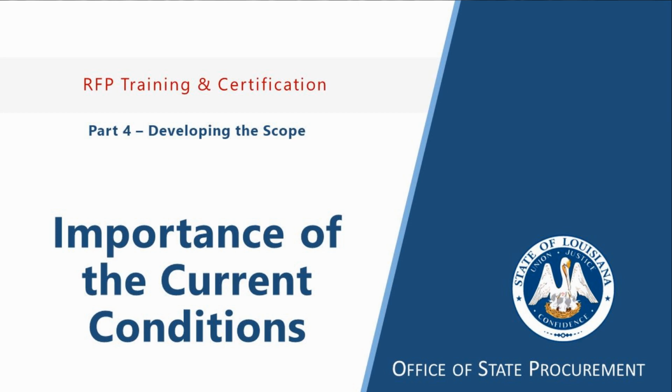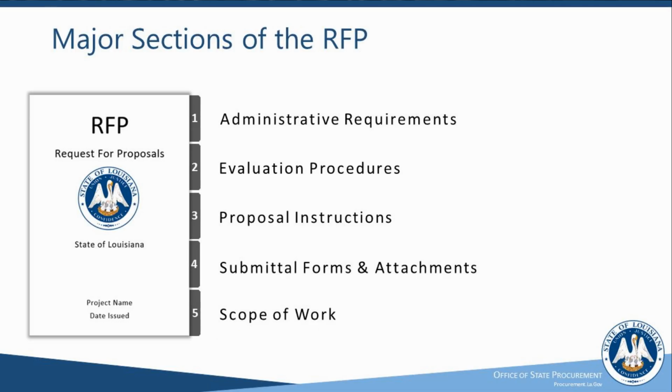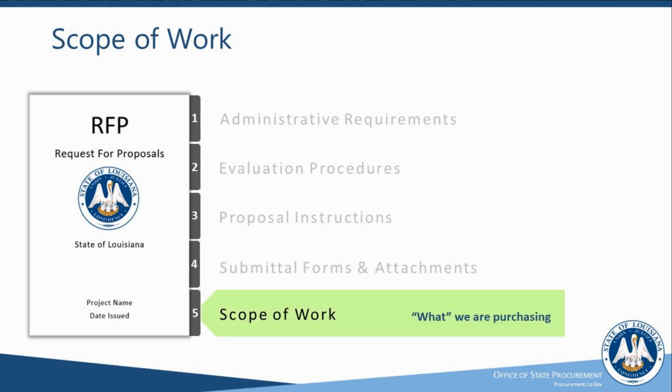In this video, we're going to discuss the importance of documenting the current conditions of your projects and why this is often the best place to start when developing a new scope. Again, the reminder is that this is going to go into your RFP itself. That scope of work section here at the bottom, what we are purchasing, is also where we're going to describe this concept of current conditions.